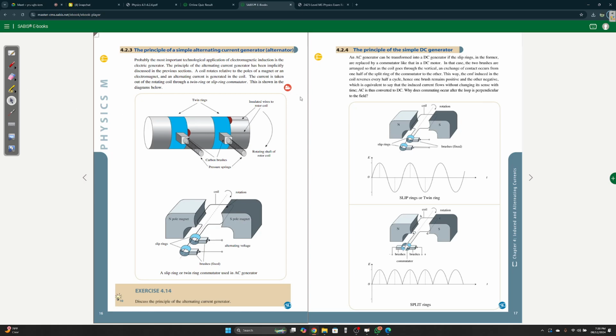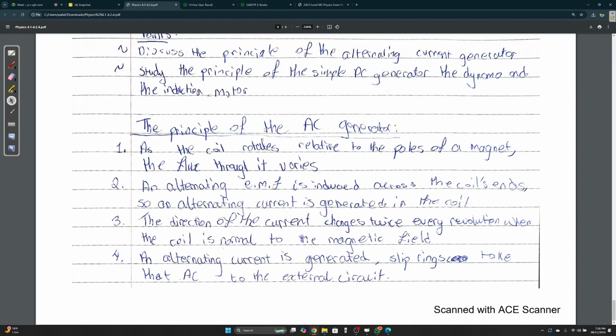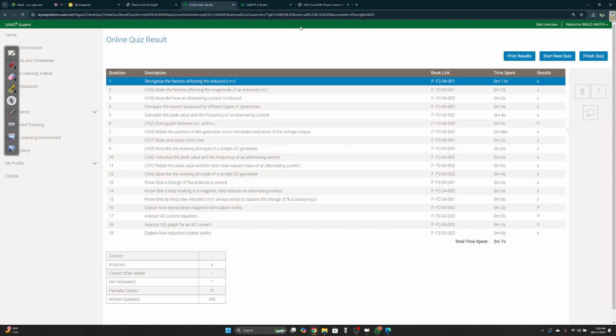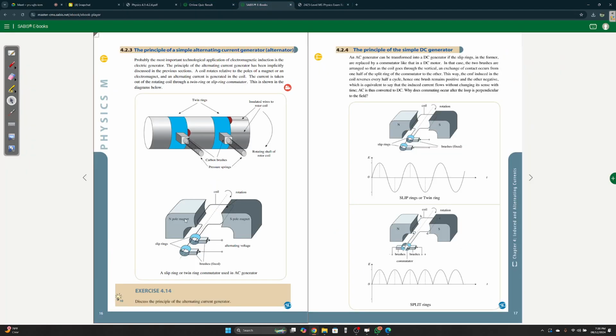And I'm gonna refer to the book to show you some graphs, but the bullet point stuff I'm gonna read out from my notes because this is the important stuff. How an AC generator works is very similar to how the DC generator works. You have the North Pole, South Pole, and you have a coil, okay?